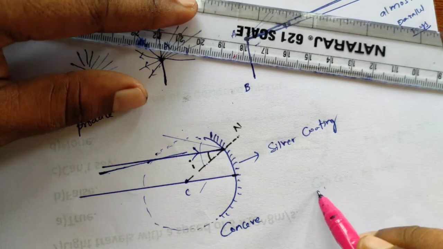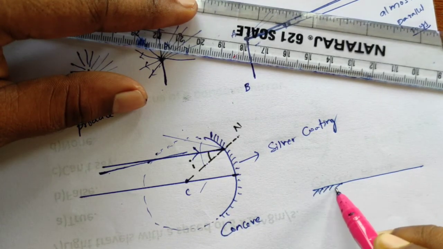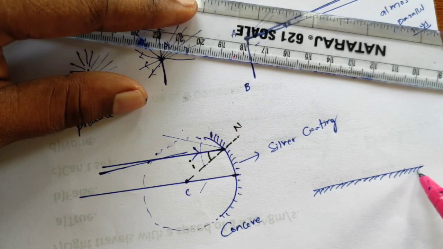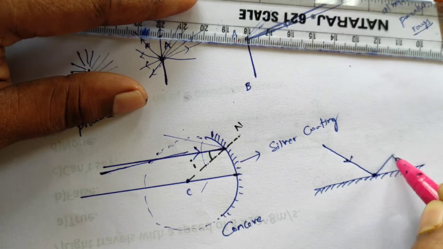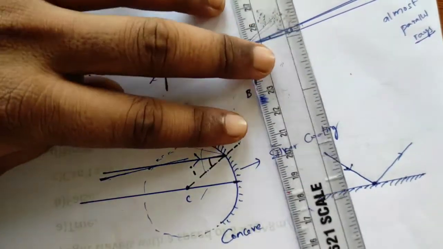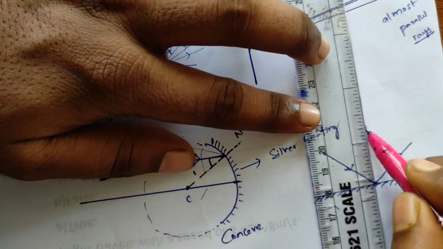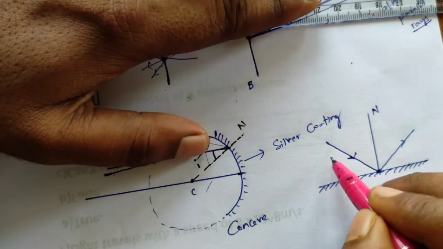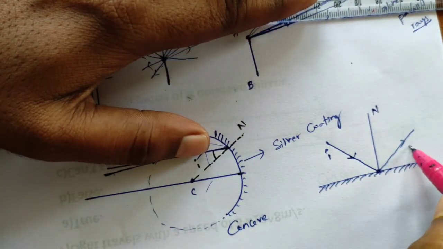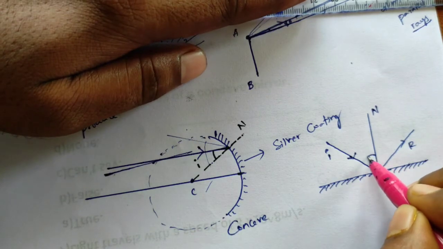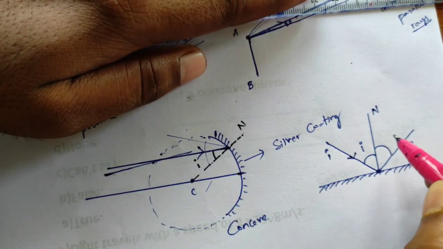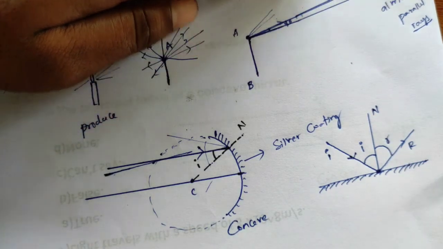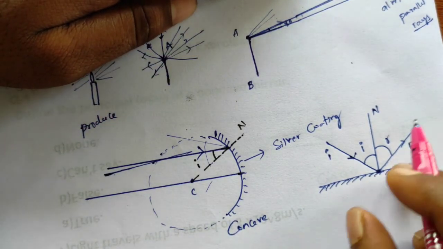According to the laws of reflection, you may also take a plane mirror, not a problem. Whatever it is, an incident ray strikes a mirror. This is the point of incidence. After striking, the ray leaves the mirror like this. Here we draw the normal. This is the incident ray and this is the reflected ray, and the angle between the normal and the incident ray is the angle of incidence, and the angle between the normal and the reflected ray is the angle of reflection. So I am going to apply the same concept here.